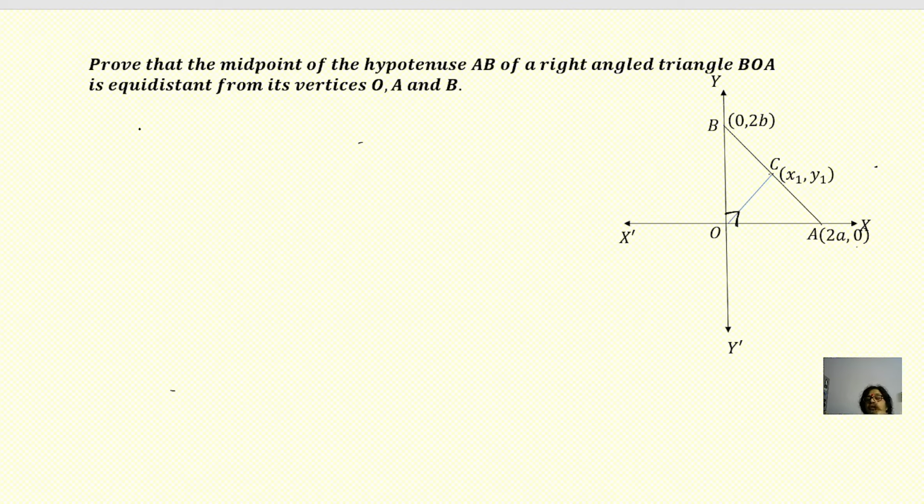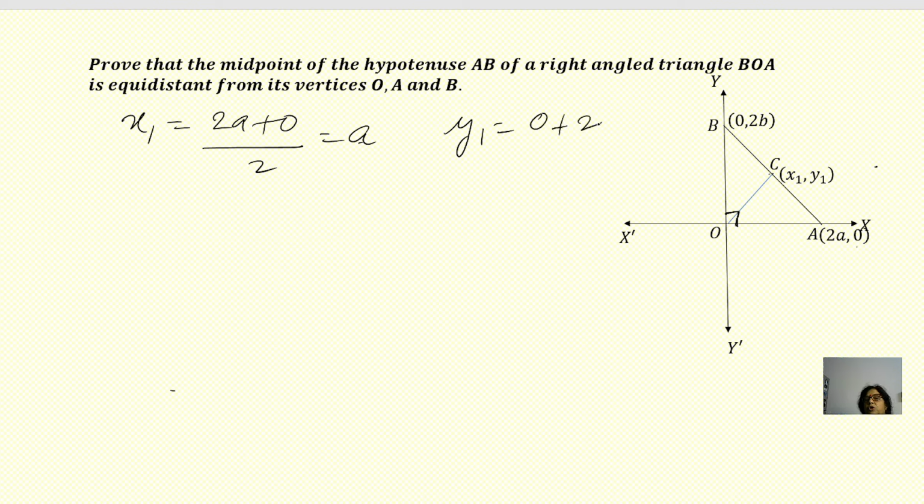So to proceed, we'll calculate the value of x1, y1 using the midpoint formula in terms of A and B. x1 will be equal to (2a + 0)/2, that is a. And y1 will be equal to (0 + 2b)/2, that is equal to b. So the coordinates here become (a, b). Now we have to prove that CO is equal to CA is equal to CB.